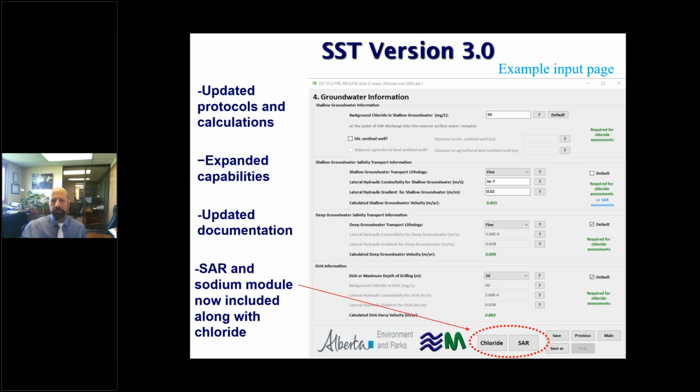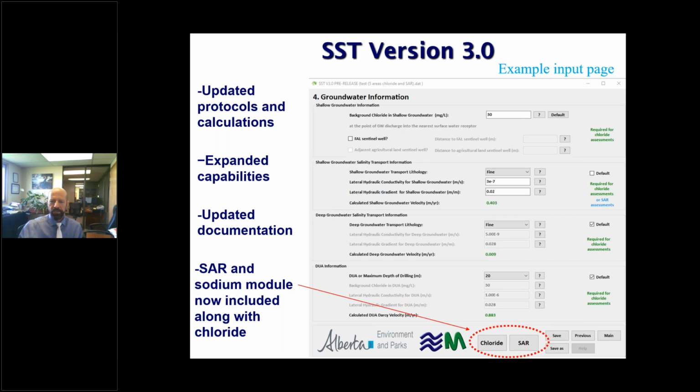It's got very expanded capabilities in different areas of the tool. The documentation is updated with much more detail added in many areas. And then of course there's now the SAR and sodium aspect to it. So the tool is one tool still, and essentially there's a split that you can do an assessment either for chloride or only for SAR, or you can do it for both.